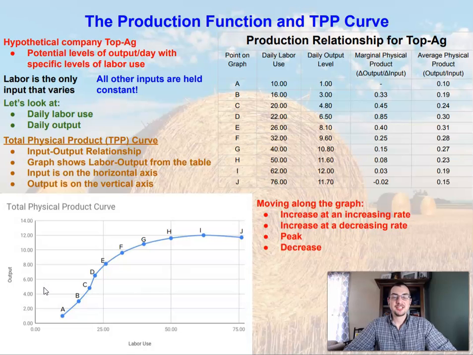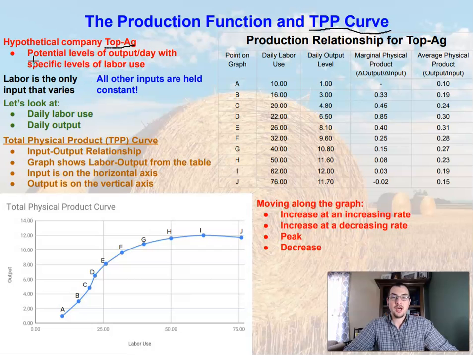All right, so let's actually look at how the production function is going to be graphed. We're going to look at how the production function is graphed, and we're also going to introduce this new concept called the TPP curve. So we are going to look at a hypothetical company. Let's call them Top Ag.